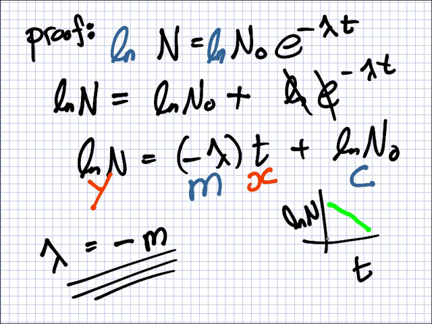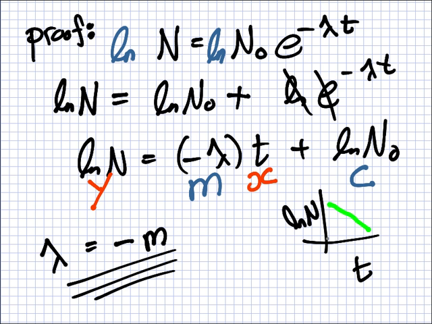So, how big is this? What's that, 4.5? And that? 1.75. And then how big is this? 10. And because it's going down, minus. Okay? So what we can say is that lambda equals minus m. There's the m. So minus m is that. Okay?